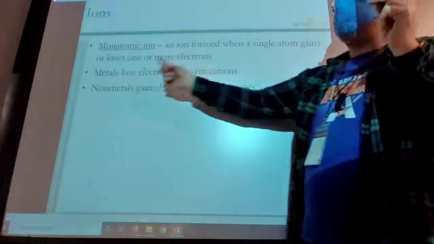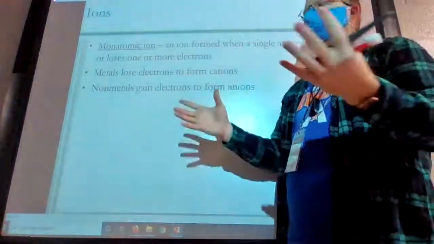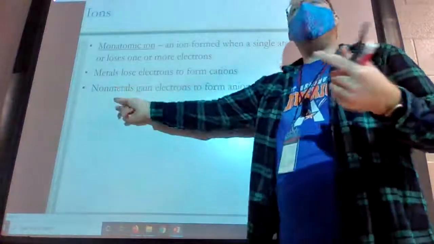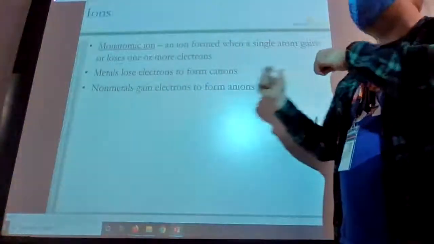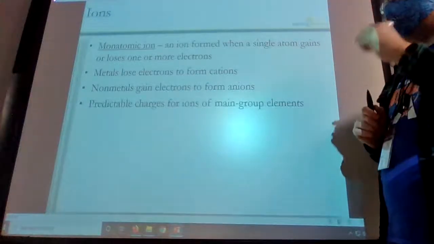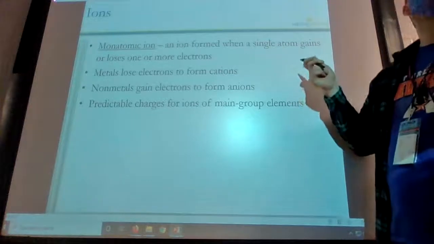So your metals, like we already said, have fewer electrons in their valence shell, so they're going to lose those electrons to form positive cations. Your nonmetals on the right side of the periodic table are going to gain electrons to form negative anions. And we can predict the charges for the ions of the main group elements using the Lewis dot structure.